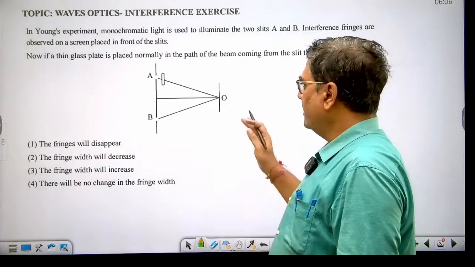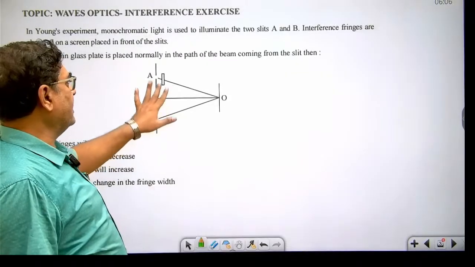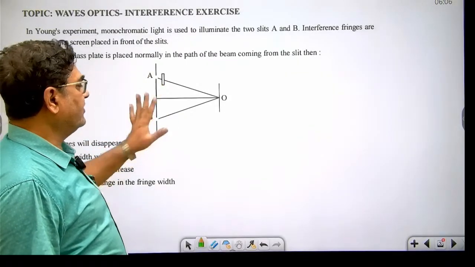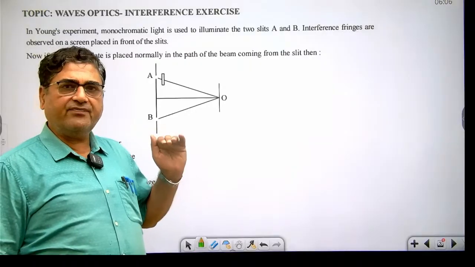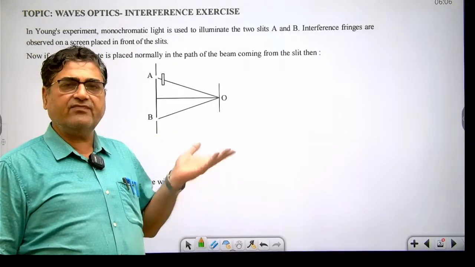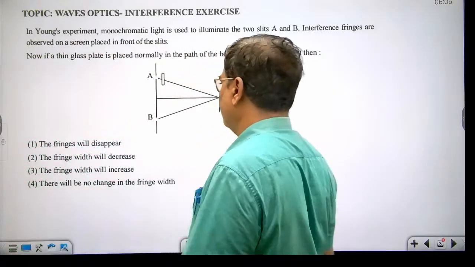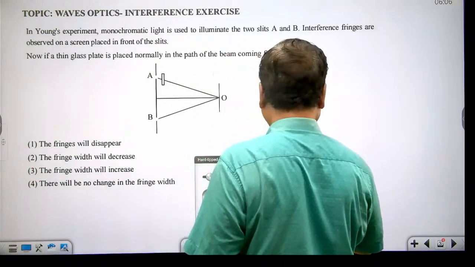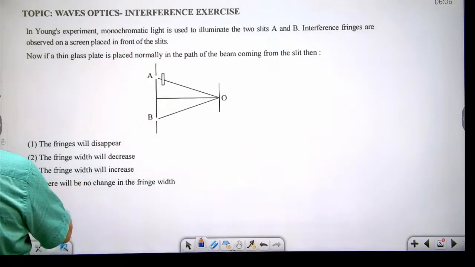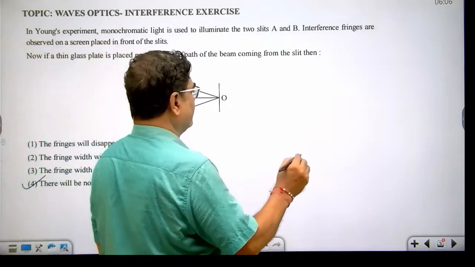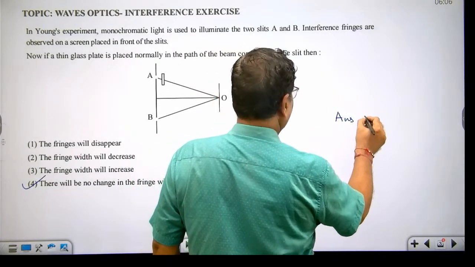what will happen? Dear student, whenever we place any transparent slab in front of any one slit, the fringe width does not change. Only what happens? The complete fringe pattern gets shifted towards that slit in front of which the slab is introduced. So the answer to this question is: fringe width will not change. There will not be any change in the fringe width. So out of 4 choices, the correct answer is option 4.